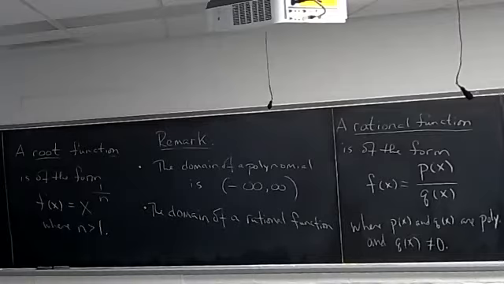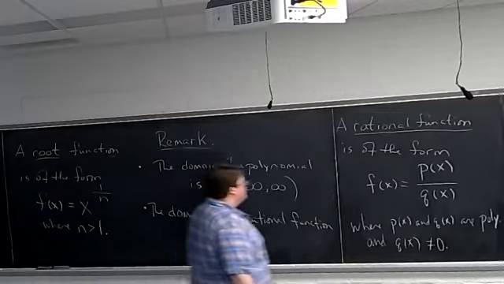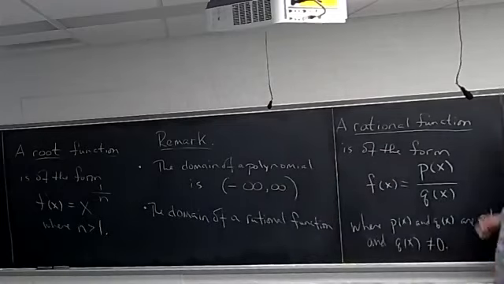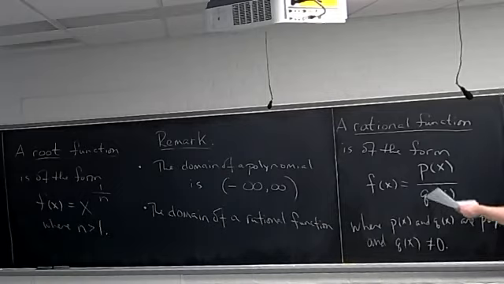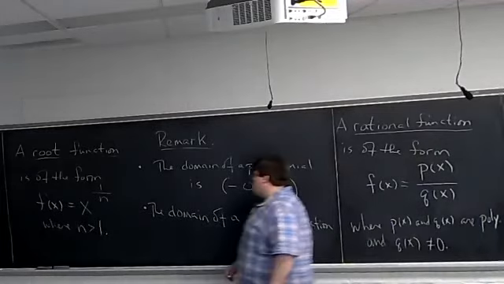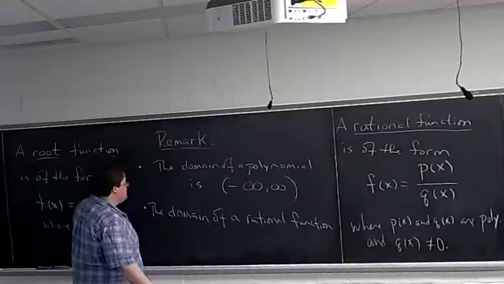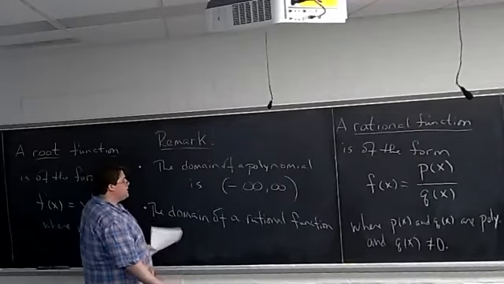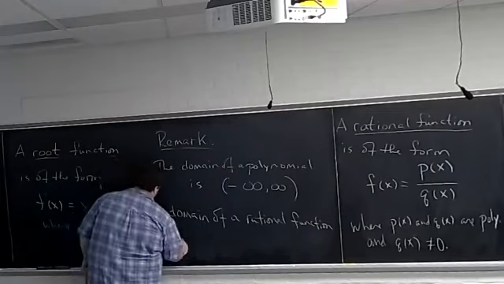How about the domain of a rational function? Well, what can go wrong with substituting into a rational function? You substitute up here, you substitute down here, both of them are going to evaluate by the first bullet point since they're polynomials, but this is a fraction. A fraction will not evaluate when the bottom equals zero. So the domain of a rational function is all x values except where the bottom equals zero.